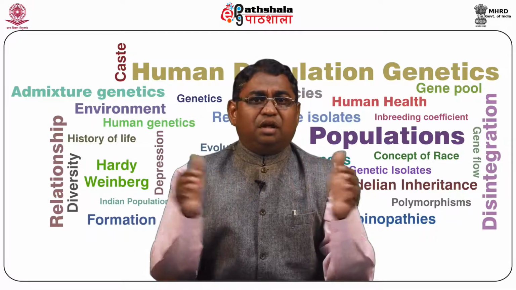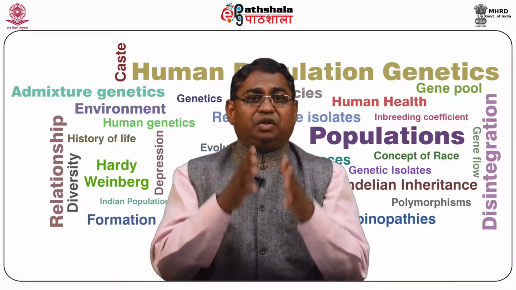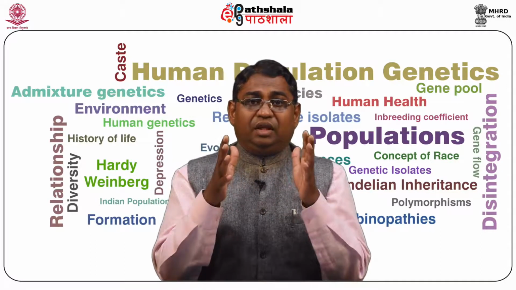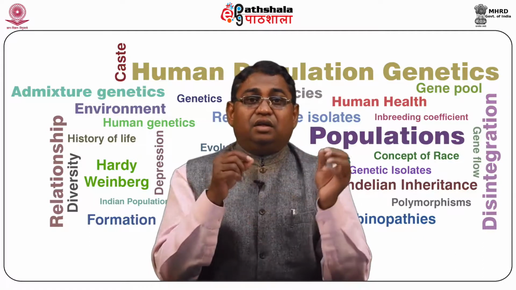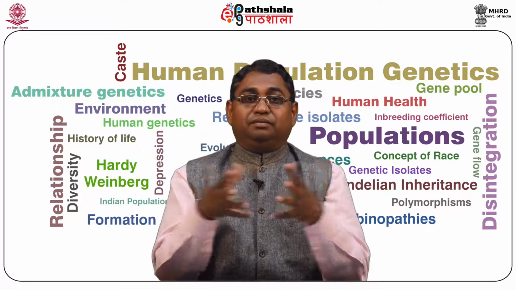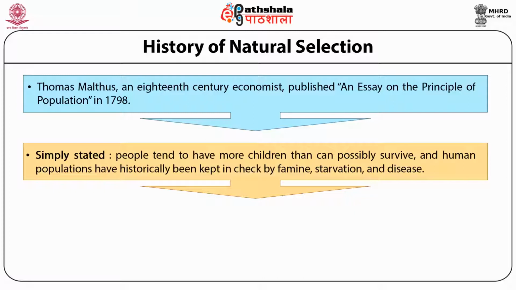Natural selection works with a bunch of different phenomena, and it was among the five vital theories given by Charles Darwin. The other theories were evolution, common descent, reproduction, and gradualism. Thomas Malthus, an 18th century economist, published an essay on the principles of population in 1798. Simply, he stated, people tend to have more children than can possibly survive, and human populations have historically been kept in check by famine, starvation, and disease.